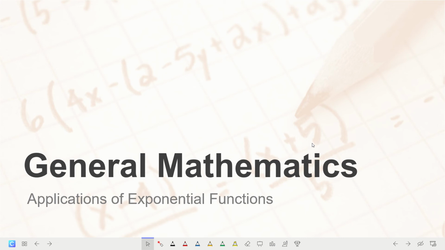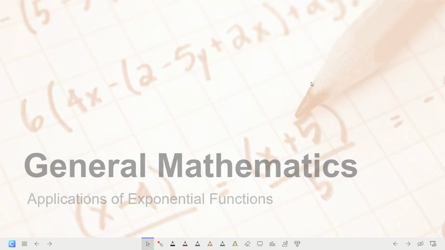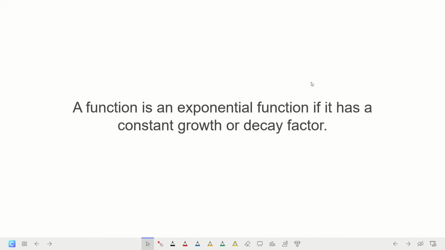Welcome to General Mathematics. In this video, we're going to look into the application of exponential functions in terms of compound interest. So let us revisit the definition of exponential function. A function is an exponential function if it has a constant growth or decay factor.